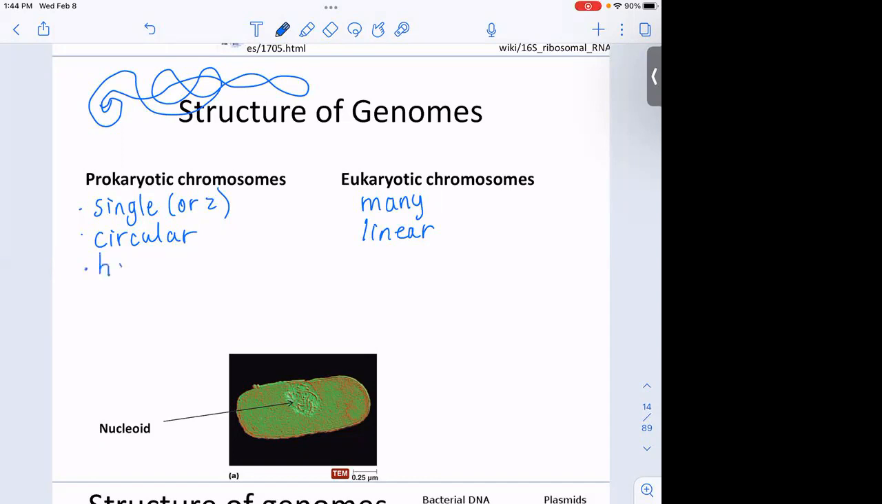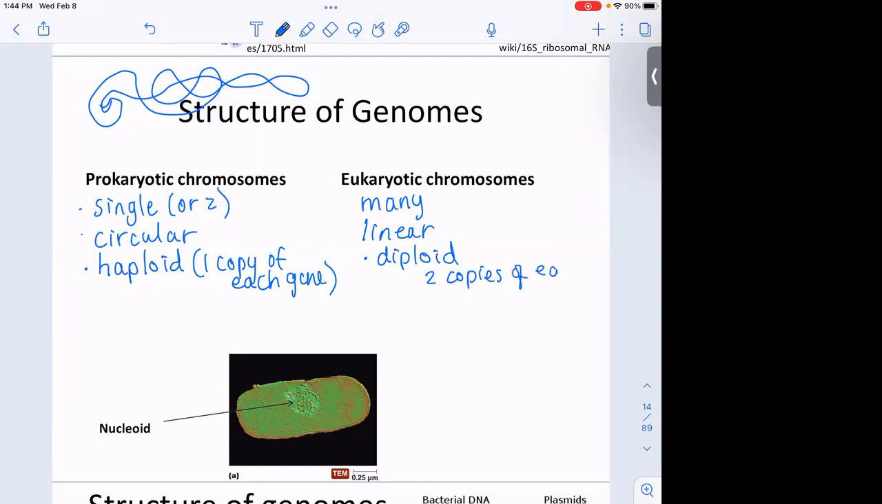Prokaryotic chromosomes are also haploid. That means there's one copy of each gene. And we know eukaryotes like us are diploid. We have 46 chromosomes, we have 23 pairs. So we have two copies of each gene or of each chromosome.